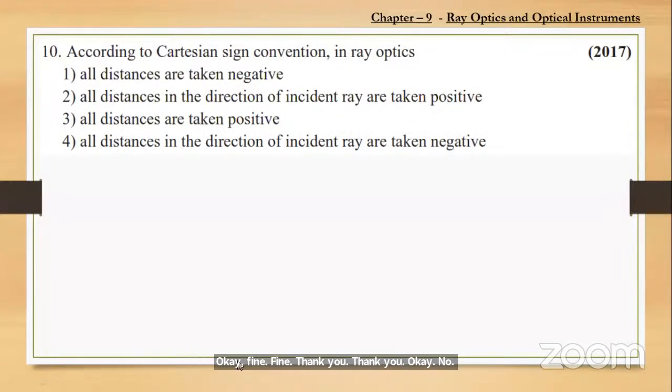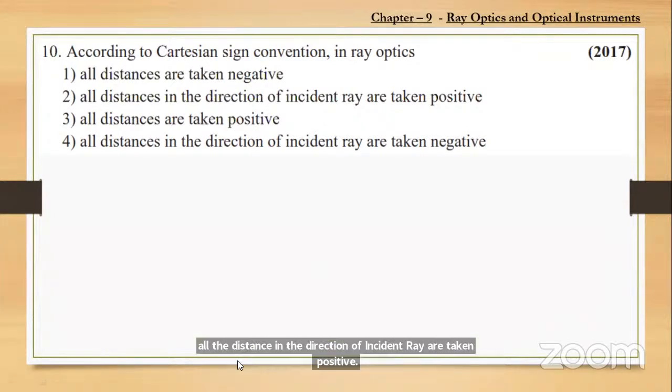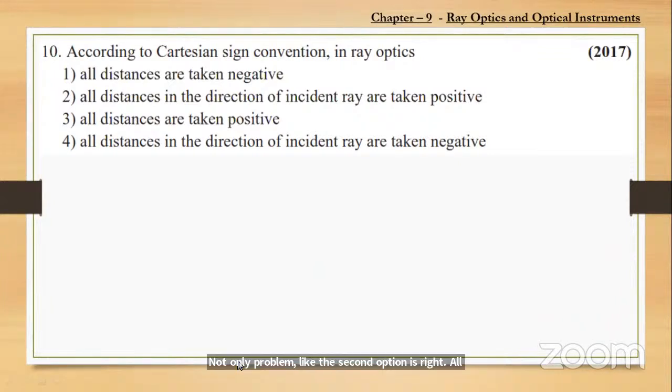Now, according to the Cartesian sign convention in ray optics, all the distances are taken negative. That is wrong, we cannot take all distances negative. All the distances in the direction of the incident ray are taken positive. Yes, that is correct. But we cannot take all distances as positive either. So the second option is right. If it says all distances in the direction of the incident ray are taken negative, that is wrong. Only distances measured in the direction of the light are taken positive, and opposite ones are taken negative. So the second option is the right answer.